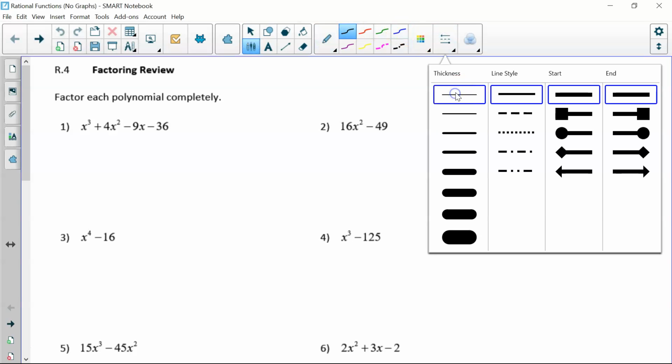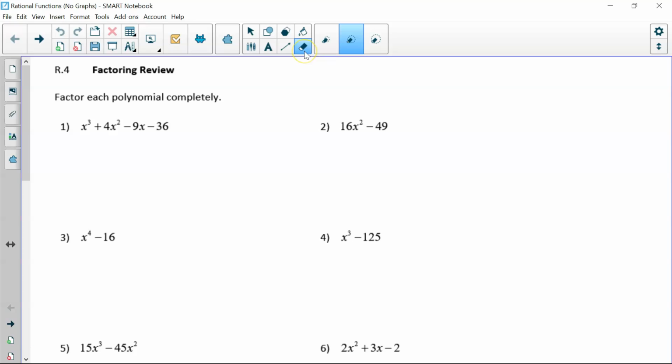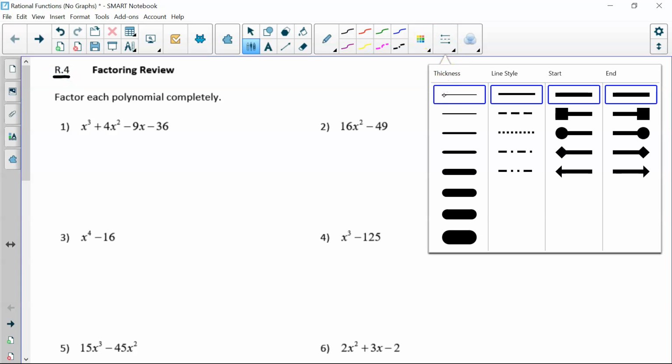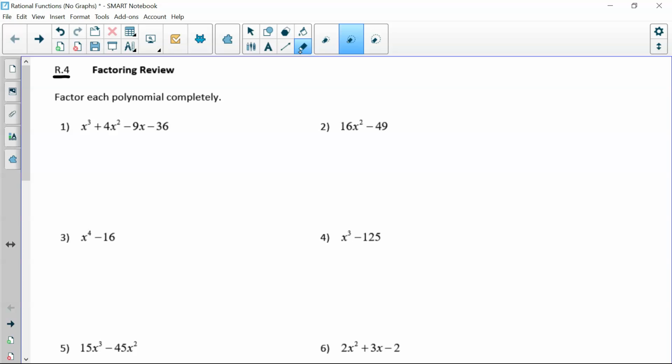Okay, welcome back. We're going to be talking about rational functions in this chapter. The rational functions chapter is an R chapter, and we're starting with section R4. We're going to be starting with a factoring review, going over all different types of factoring here.